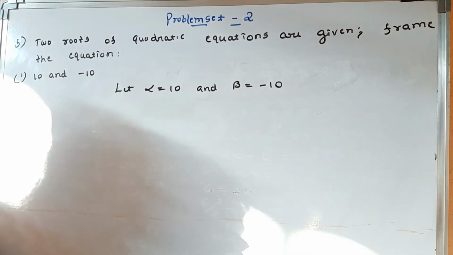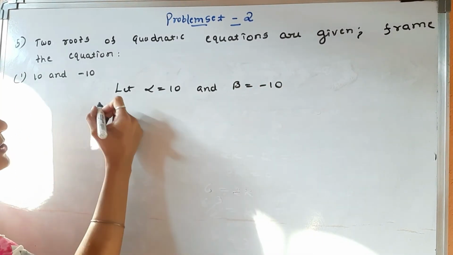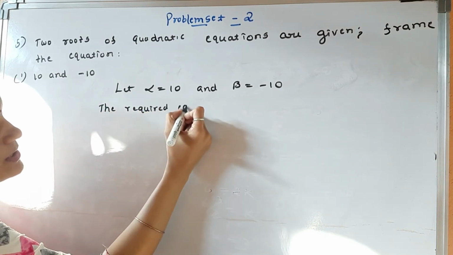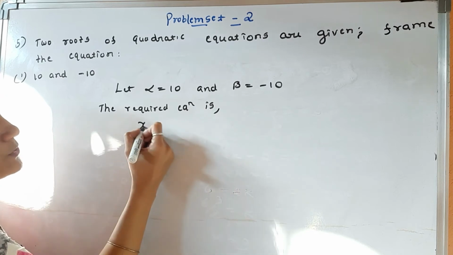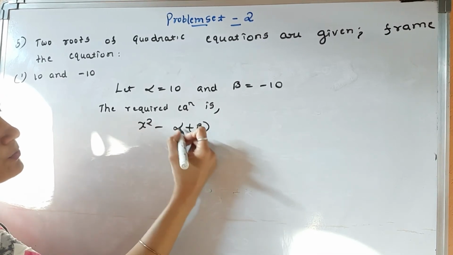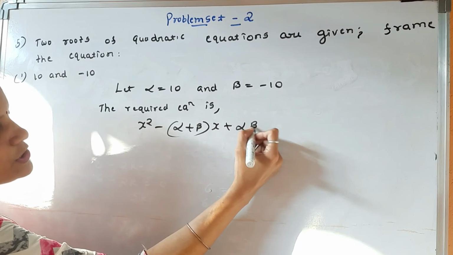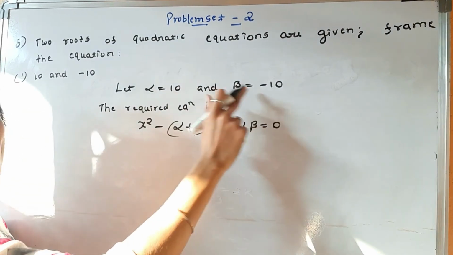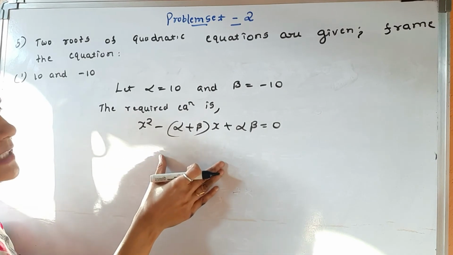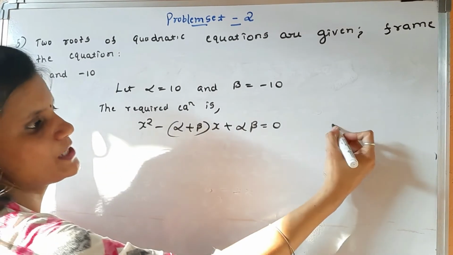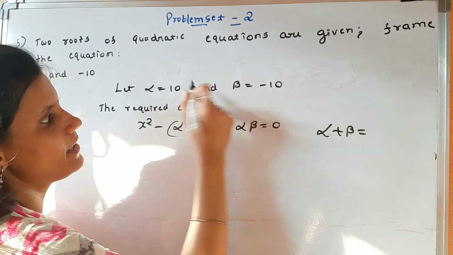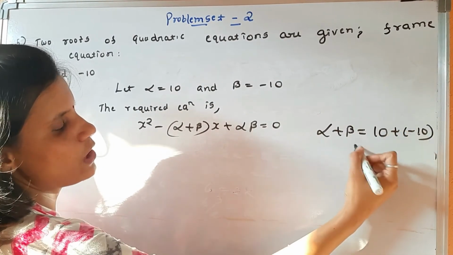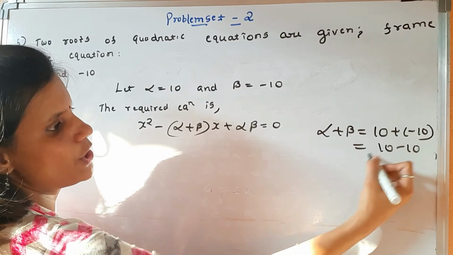Fine. Now we know the required equation. What is the required equation formula? The required equation is x square minus (alpha plus beta) into x plus alpha beta is equal to 0. See, either you can substitute the values of alpha and beta directly, otherwise you can solve inside. Alpha plus beta is nothing but 10 plus -10, that is 10 minus 10. You are getting 0 over here.